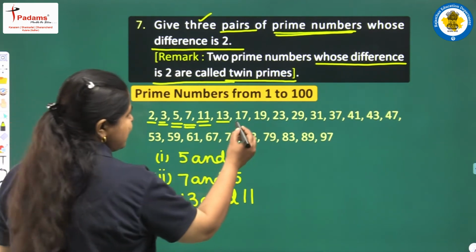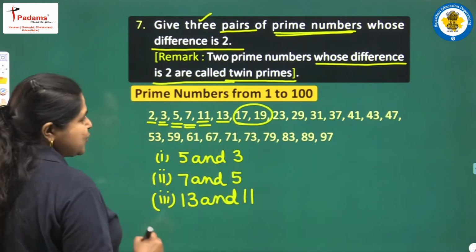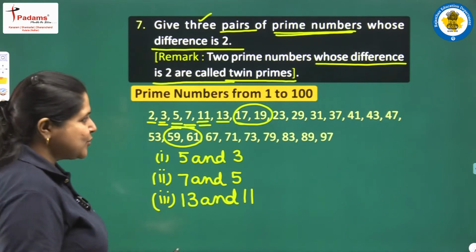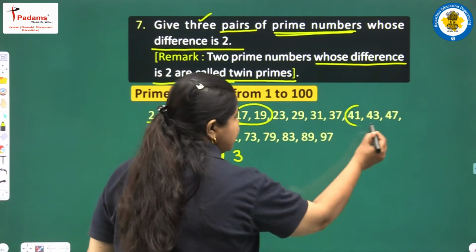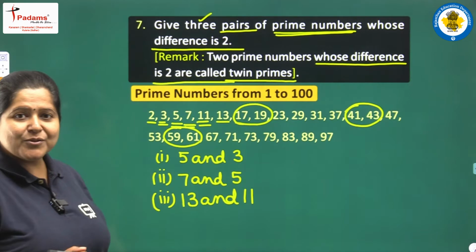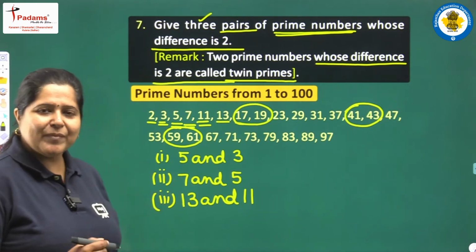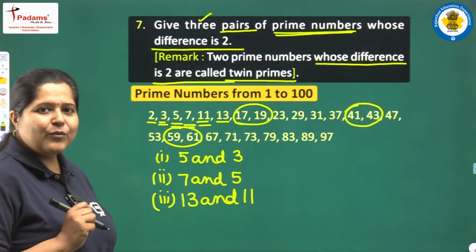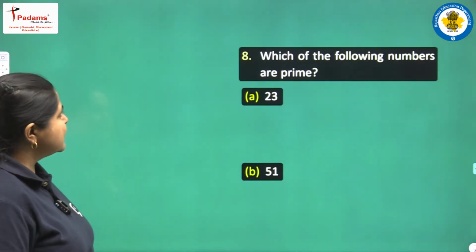Just have a look, 17 and 19, their difference is 2. Also 59 and 61, their difference is also 2. Just have a look, 41, 43, their difference is also 2 and similarly you can get many more such pairs called twin primes. Okay. Now we get question number 8.